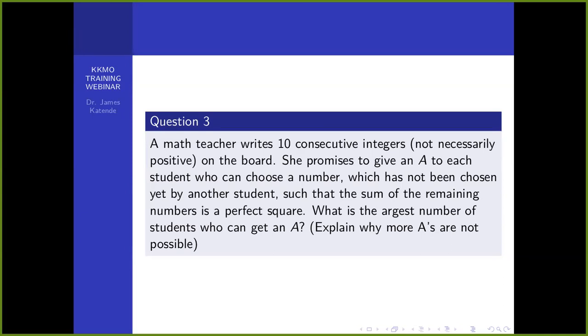So you have to read the question carefully. It means there are 10 consecutive integers on the board. And at any one point, you need to pick one so that the sum of the remaining numbers is a perfect square. So in how many ways? What is the largest possible number of ways of numbers you can pick in a sequence of 10 consecutive integers so that the sum of the remaining numbers is a perfect square?